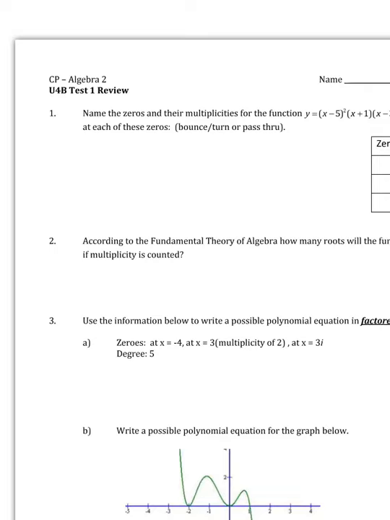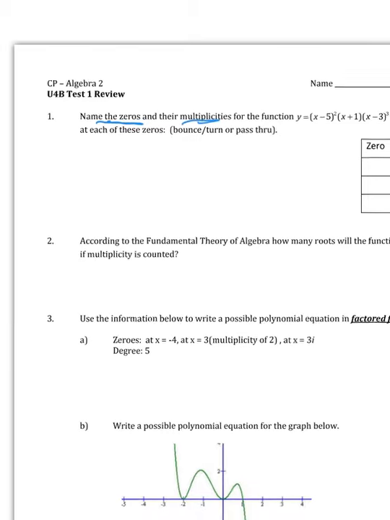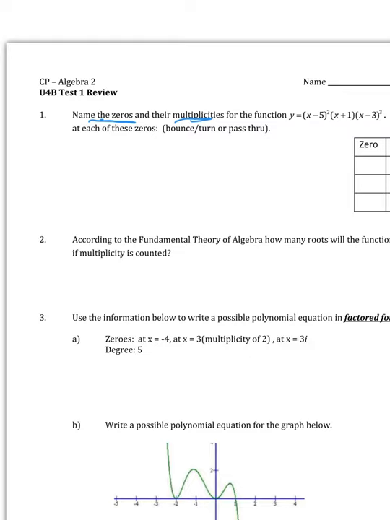Right, hi you guys, this is the Unit 4B review for the test, and this is problems number 1 through 3. So the first thing it says is name the zeros and the multiplicity for this given function, and also it says to describe them.